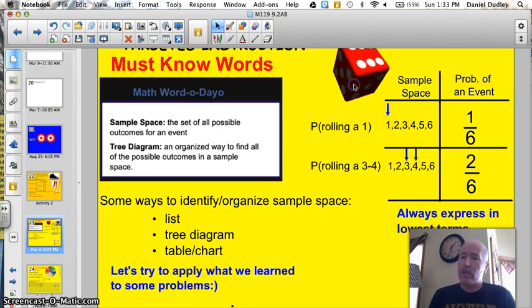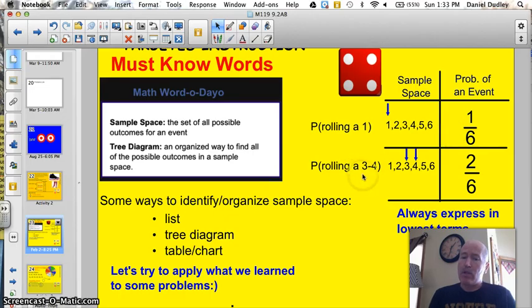Let's just take a quick look here at the spinning die. What's the probability of rolling a 1? Well, the sample space would be 1, 2, 3, 4, 5, or 6. These are all the possible outcomes. And of course, there's only 1 chance of throwing a 1, so it's 1 in 6.